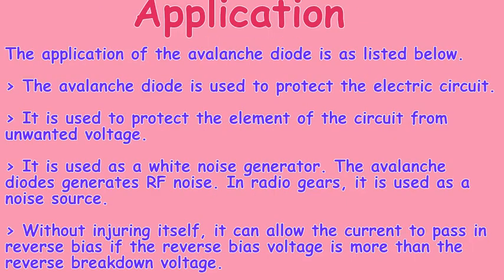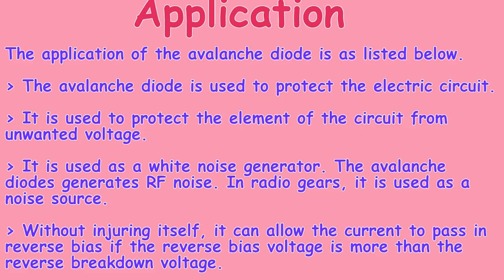There are several applications of the avalanche diode. Out of these, some applications are listed here. The avalanche diode is used to protect the electric circuit. It is used to protect the elements of the circuit from unwanted voltage. It is used as a white noise generator. The avalanche diode generates RF noise. In radio gear, it is used as a noise source.